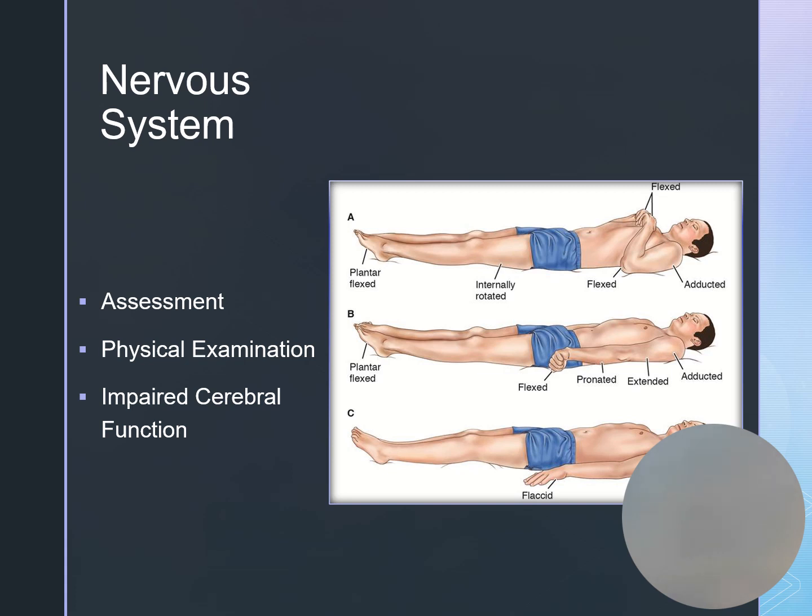We could also use the Rancho Los Amigos scale, which is actually a more flexible tool. We need to assess the pupils. We're looking at the size. Are they equal or unequal? Are they dilated or pinpoint or somewhere in between? And how do they react to the light? Do they respond appropriately when light is shown in the eyes?